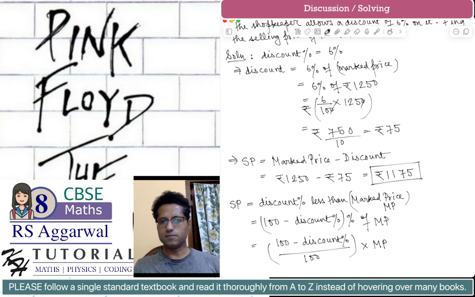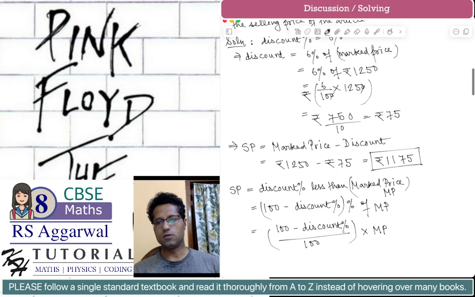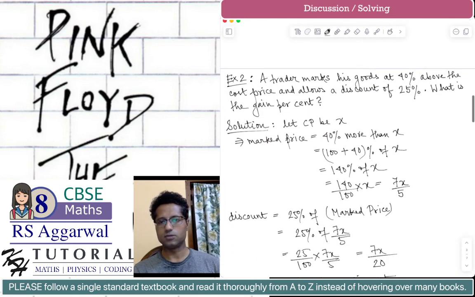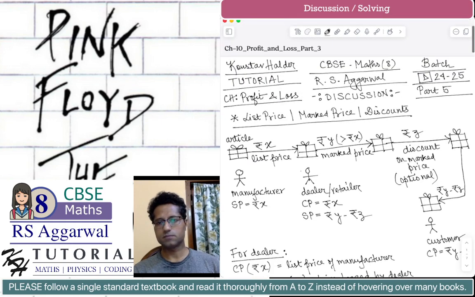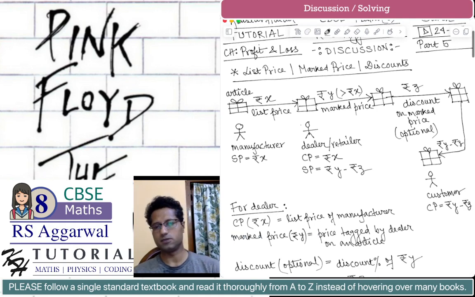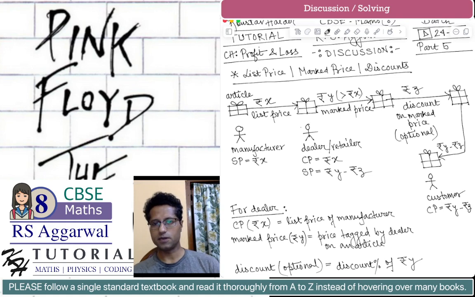So these 4 examples, I wanted to solve these already solved examples from the book to give you an idea of how to apply the concept of a discount and how to apply the concept of discount percentage, gain percentage, selling price, mark price, cost price in a given problem.